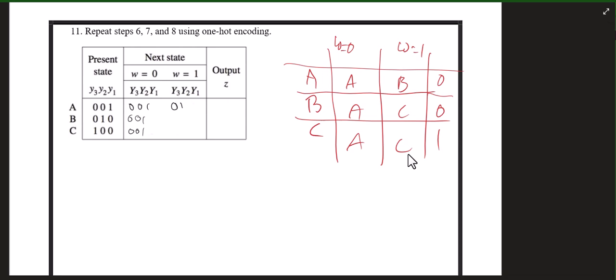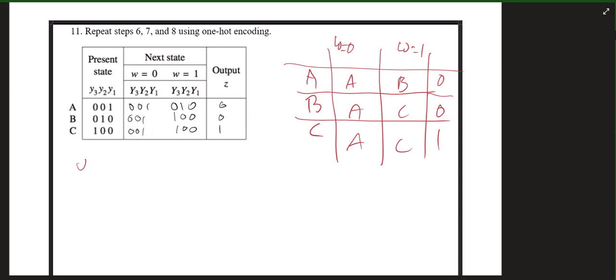B is 0, 1, 0. And C is 1, 0, 0. And our output is 0, 0, 1. And I'm not going to go through the process of making Karnaugh maps for each of these, but let's see if we can look at them and figure out what they're going to be.